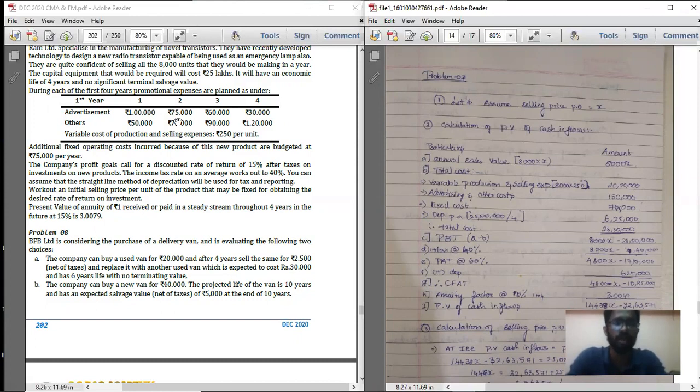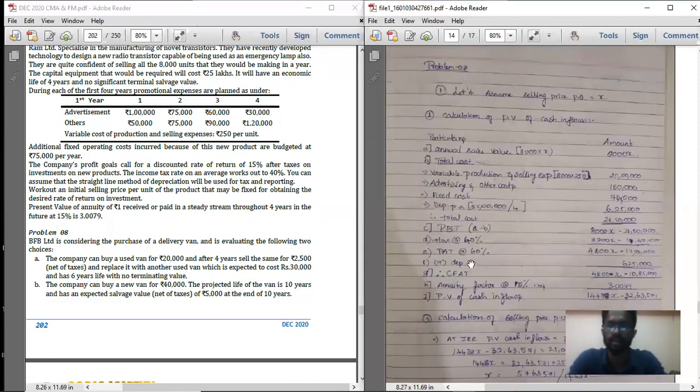Ultimately we should add up all the costs, and you will get the total cost outflow. If you convert that total cost outflow into present value of cash outflow, that is called the present value of cash inflow at IRR. So at IRR, by working with the present value of cash inflow, you can easily get the selling price per unit.